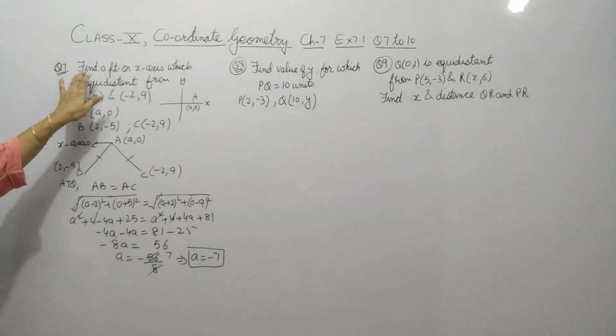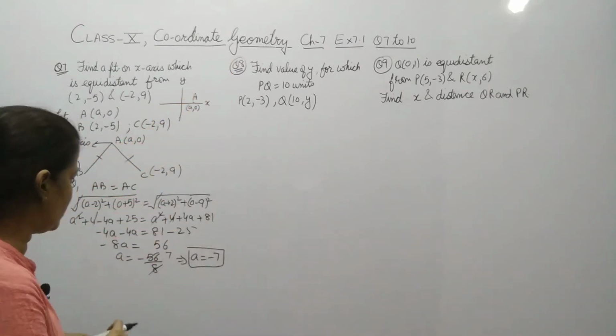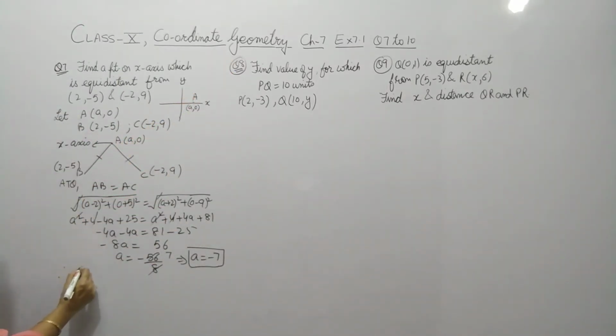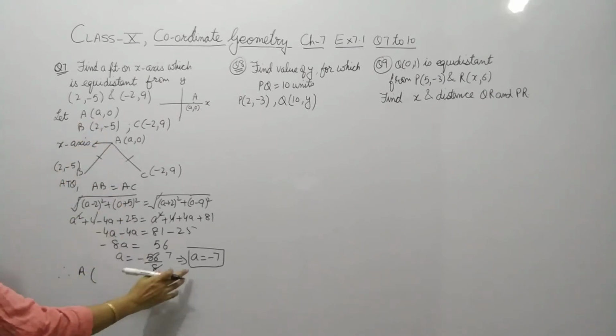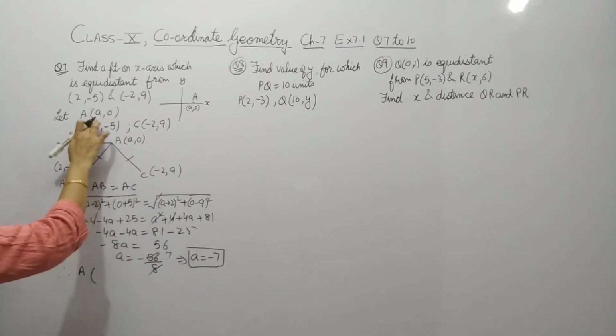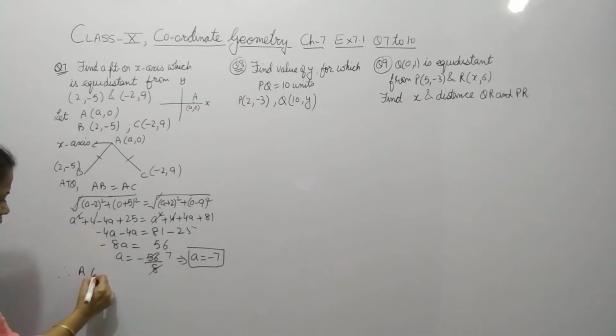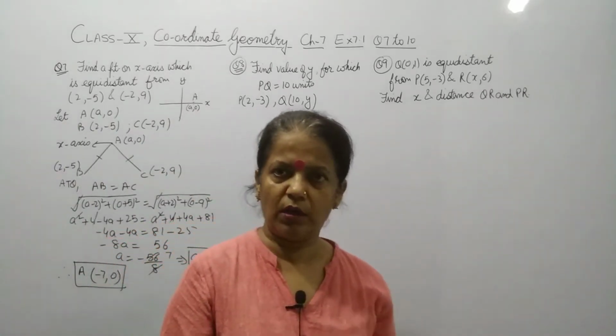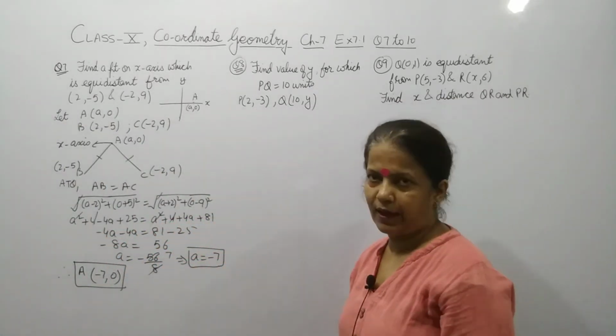And the question is find a point on x-axis. Therefore, the point on x-axis, this is a, so we will take a here, minus 7 and 0. So this is the coordinate, the point on x-axis.